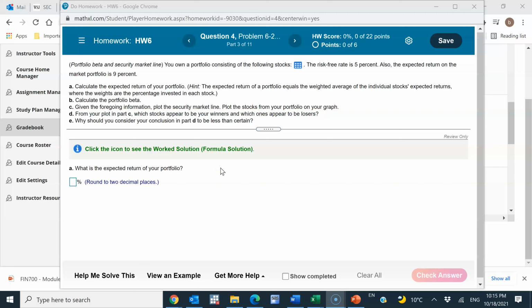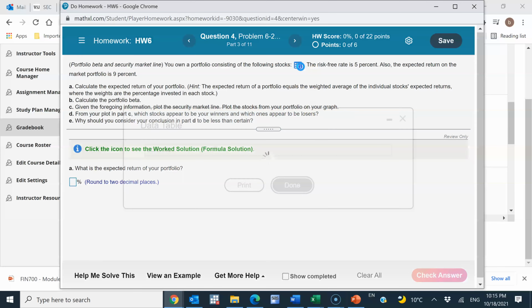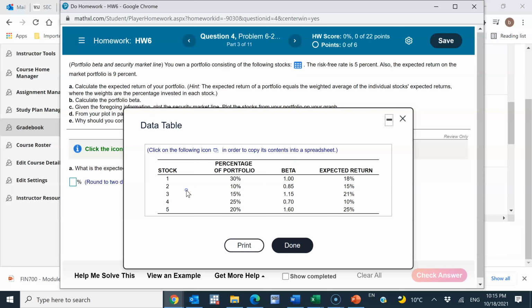This is question number 4 on homework 6 for chapter 6. You own a portfolio consisting of the following stocks. So just click on this pop-up window. We can see that this portfolio consists of 5 stocks, and each with the percentage of portfolio, which basically is the weight on the corresponding stock. And we are also provided with the beta and expected return for each stock.